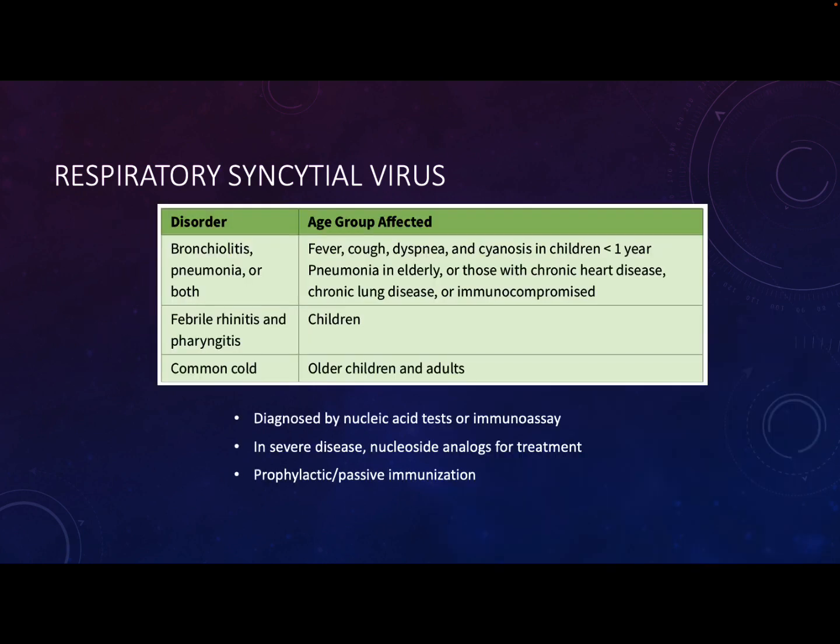Again, what we look at is when it can cause infection in the bronchioles or even pneumonia, children under the age of 1, people who are elderly, people with chronic heart disease, lung disease, or are immune compromised.